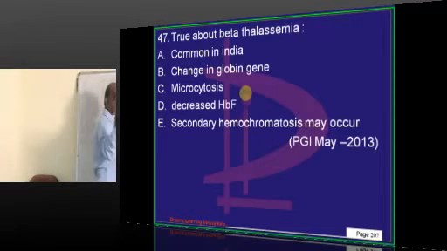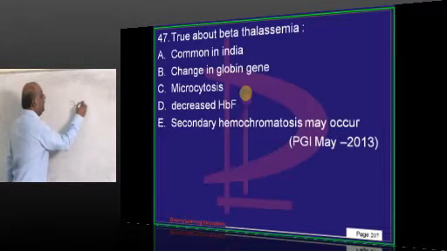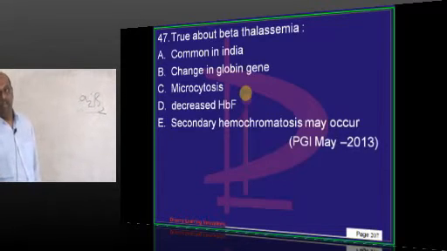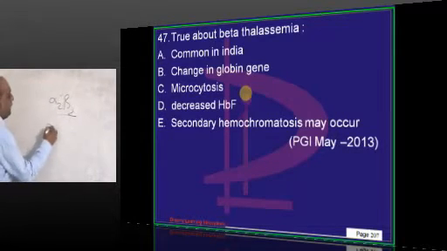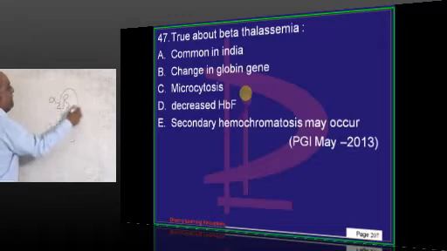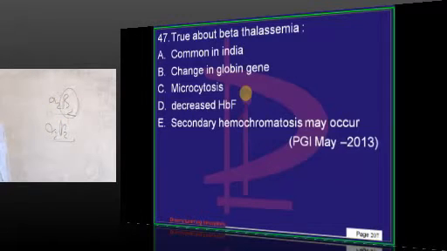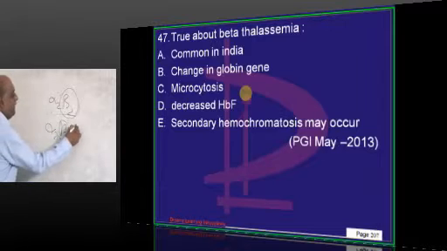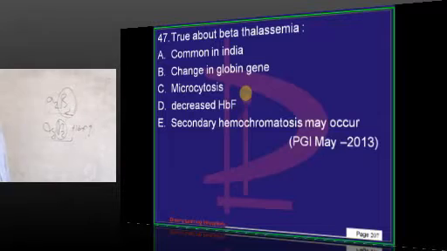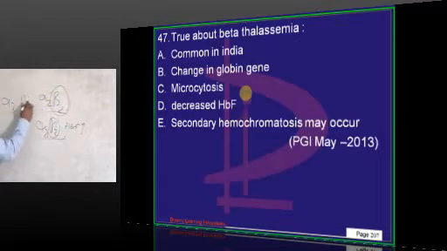Then what is a normal composition? Can you give me the board? Alpha 2, beta 2 is the composition of the adult hemoglobin. Alpha 2, gamma 2 is the fetal hemoglobin. In beta thalassemia what happens? Beta is not well produced. To compensate for that, more gamma is produced. That is the reason HbF will be increased. But if it is alpha thalassemia, out of alpha 2, beta 2, alpha is not produced.